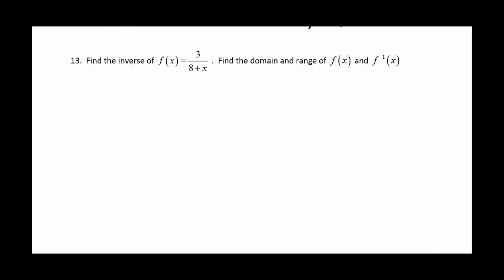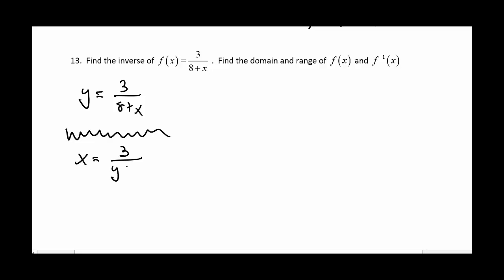Number 13, we got a couple of questions that are actually connected here. We're asked to find the inverse, and then we're actually asked to find the domain and range of the original and the inverse. So let's start with just finding the inverse. So in this case, we're going to replace f of x with y, and then I'm going to interchange. So it's my way of saying I'm going to do something different with x and y. So x equals 3 over y plus 8, plus y.